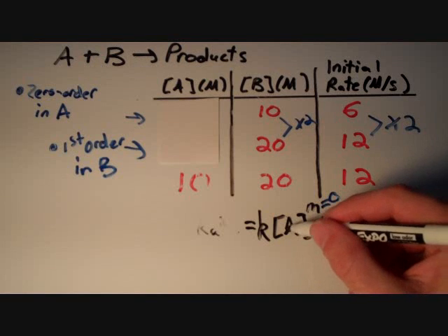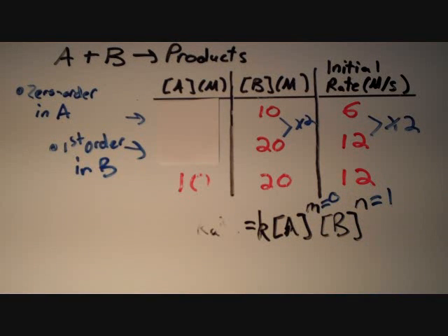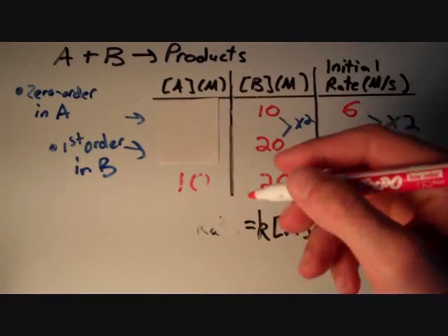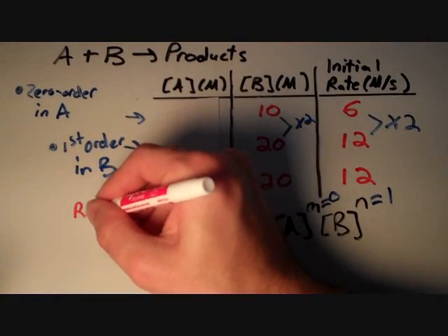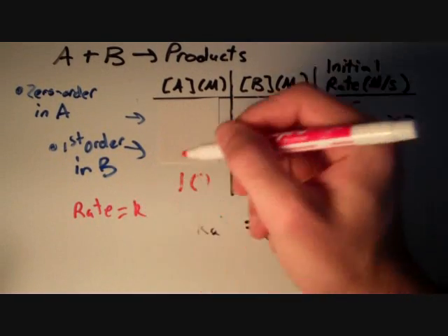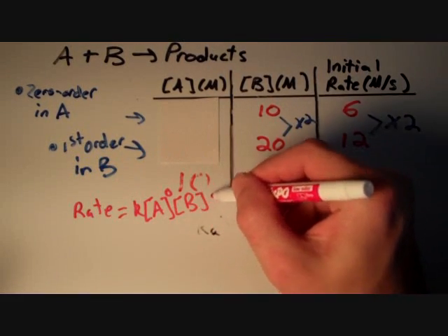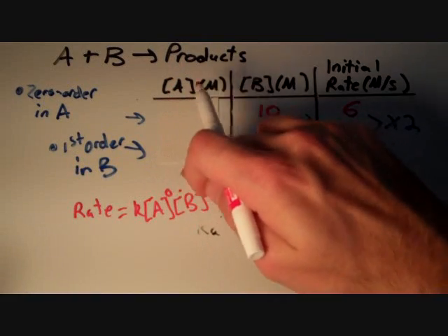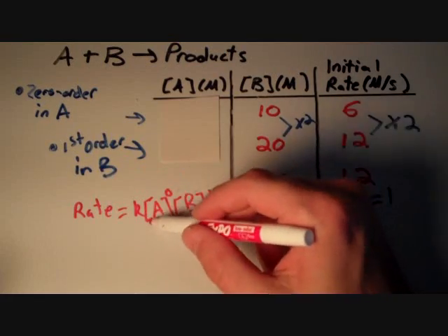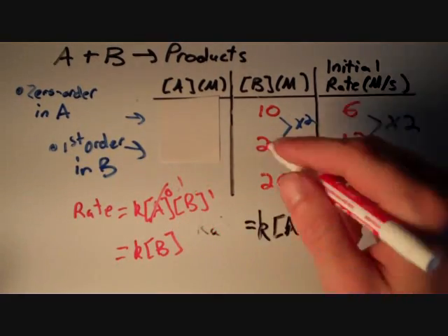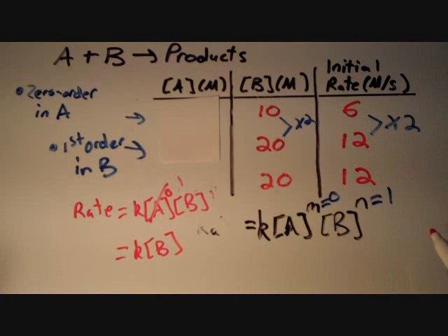Whoops, accidentally erased my A there. So what does that tell you about the rate law? Well, we can figure it out now. We'll just say that the rate is equal to K times the concentration of A to the 0 power times the concentration of B to the first power. Since anything to the 0 power is just 1, the rate is also equal to K times the concentration of B. B to the first power is just B. So that is how you determine the rate law using the method of initial rates for a reaction that has two reactants.